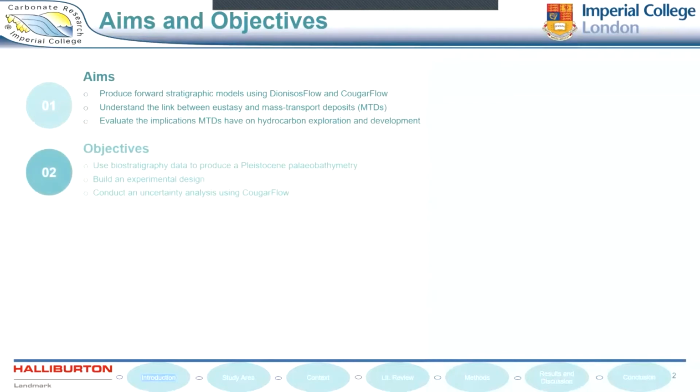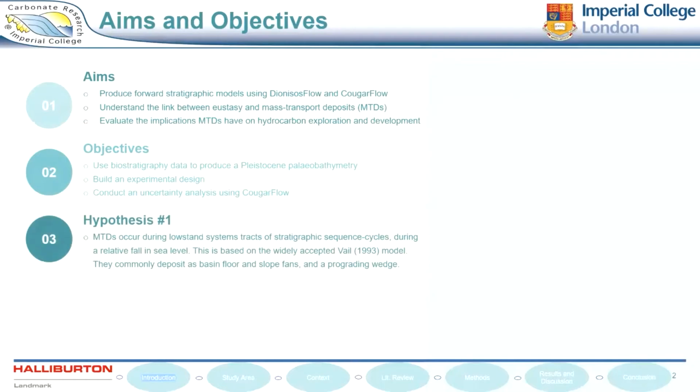How did I go about this? I used biostratigraphic data to produce a Pleistocene bathymetry and produce an experimental design, and therefore conducting an uncertainty analysis using Cougar flow. The first hypothesis incorporates the fact that MTDs occur during lowstand system tracts of stratigraphic sequence cycles. This is based on the widely accepted Vail 1993 model.